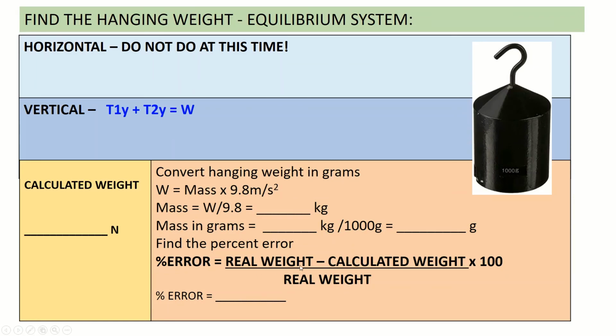So that's all for this lab. You are using trig functions, you are using vector components, and you are using system equilibrium to calculate an unknown, in this case, an unknown mass.